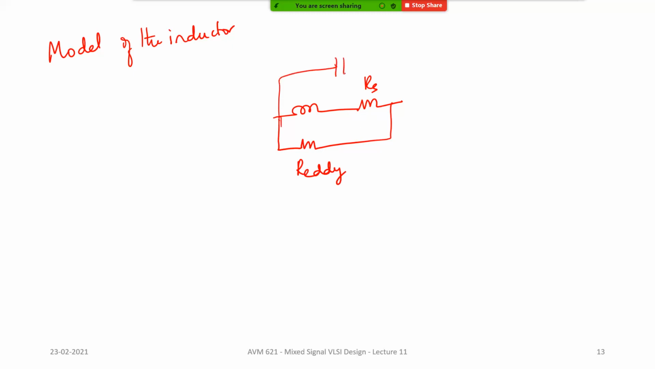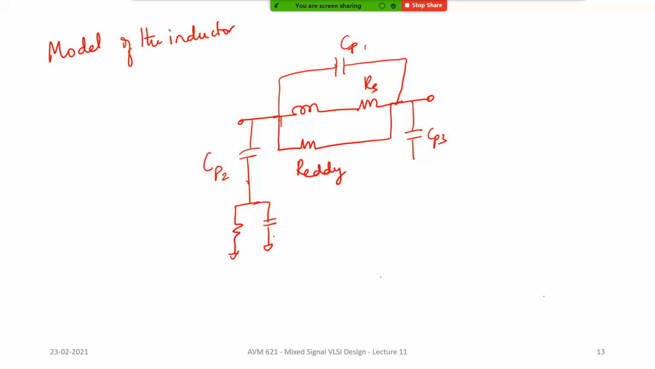You will also have a parasitic capacitance between the two terminals, let's say Cp, and you will have some capacitance to the substrate. Let's say this is Cp1, Cp2, Cp3, and it reaches the substrate. Here the substrate has some resistance and some capacitance because it's not a full conductor, right?